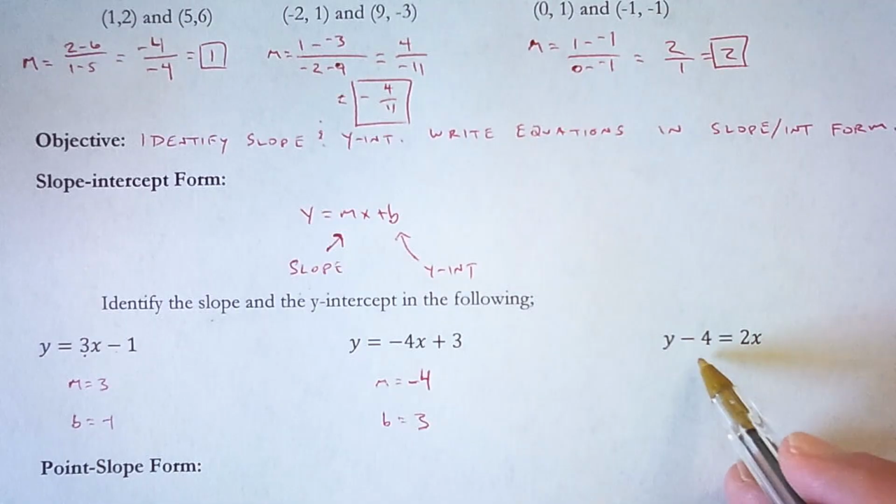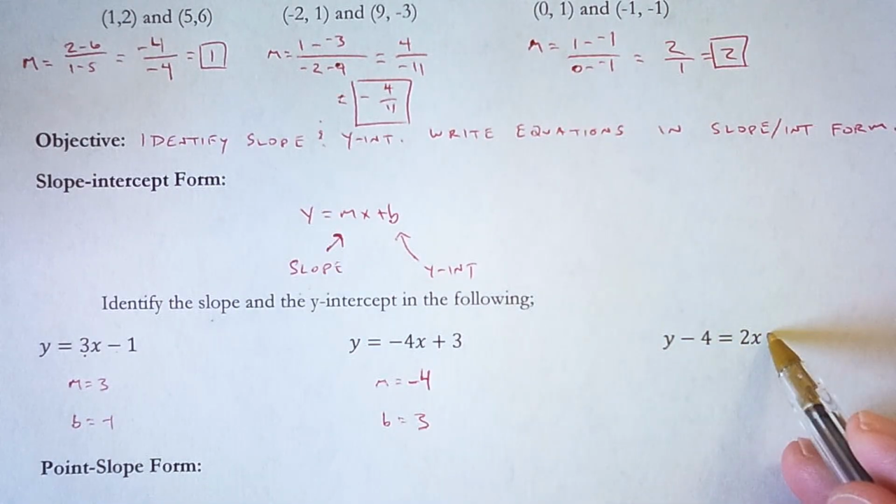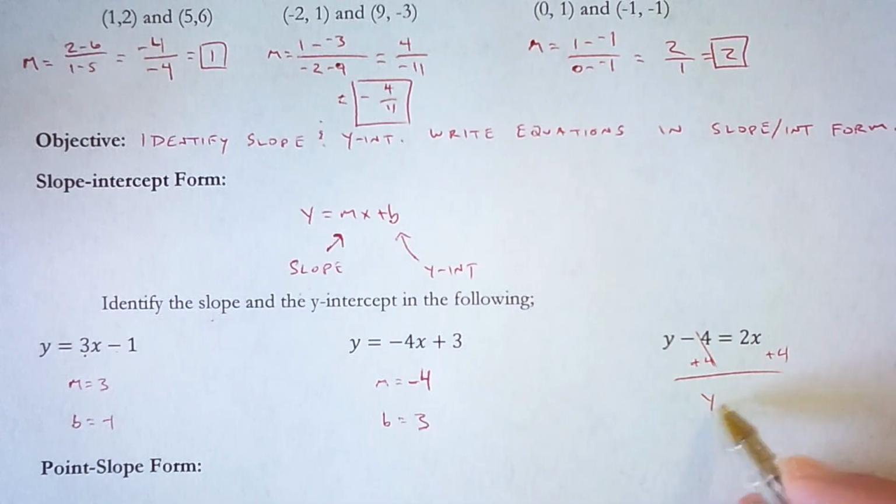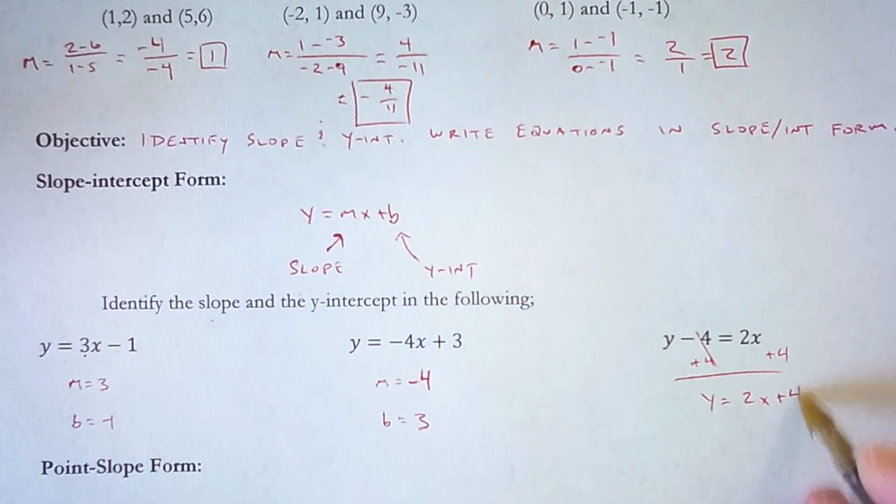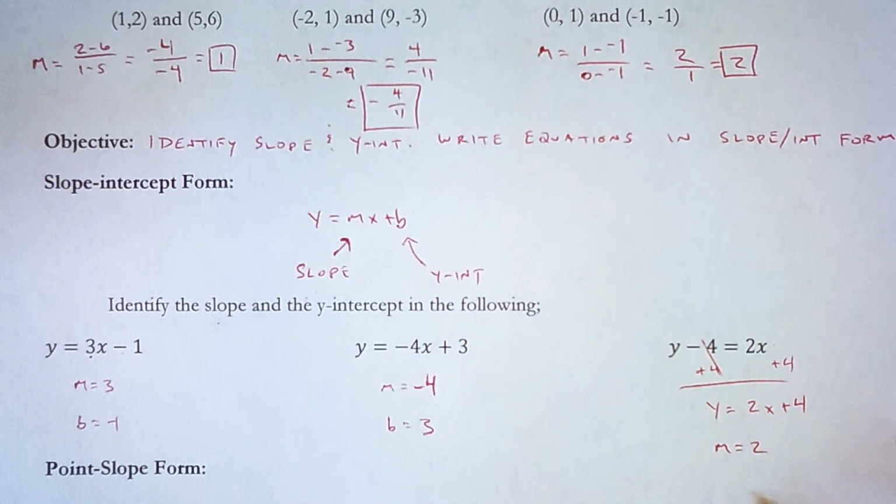And on this last one, I really need to move this over to the other side, so plus 4 on both sides, and I get y equals 2x plus 4. So the slope is 2 and the y-intercept is 4.